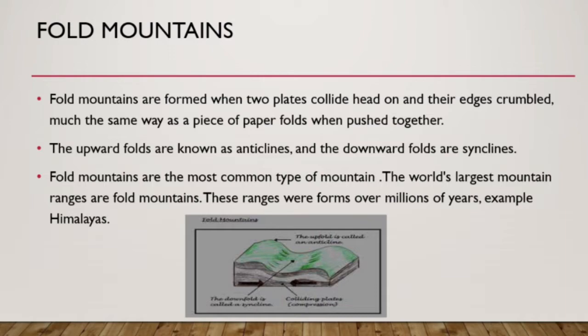Much the same way as the piece of paper folds when pushed together. So when you push two pieces of paper, you can make a fold mountain. It will be an example of a fold mountain. And also the upward folds are known as crest lines, and the downward folds are known as trough lines.